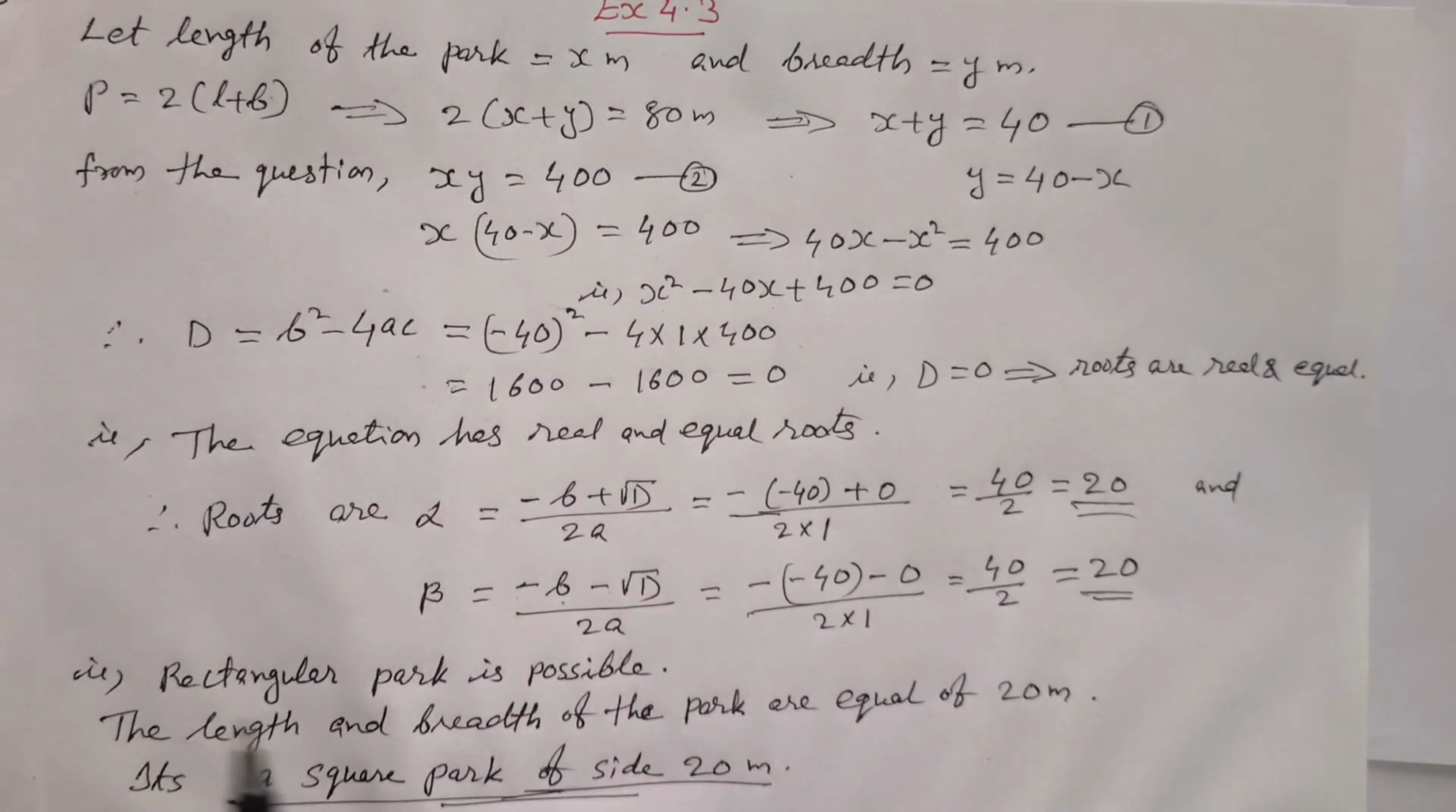So according to the question, is the park possible or not? So the rectangular park is possible. The length and breadth of the park are equal, 20 meter. So we can write it is a square park of side 20 meter.